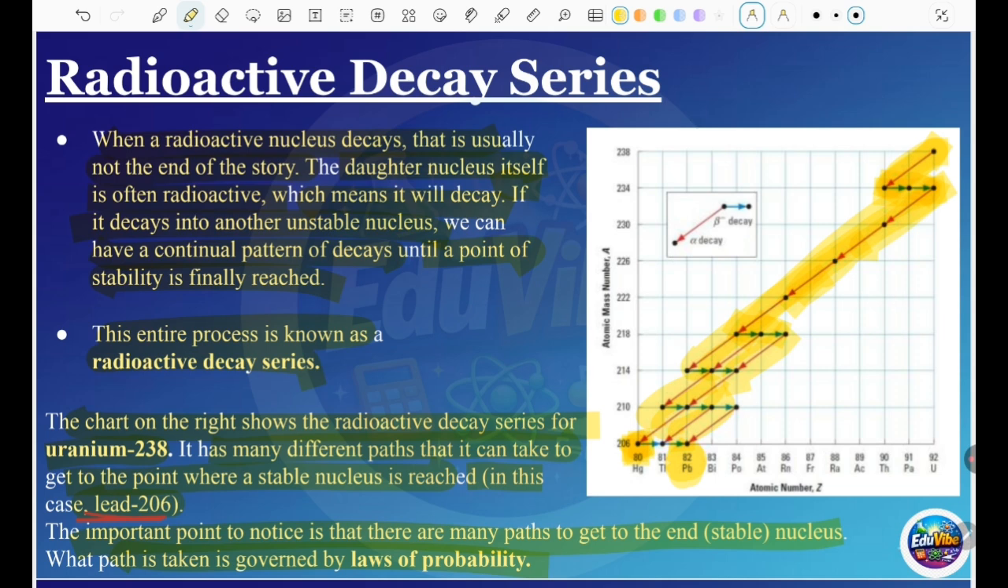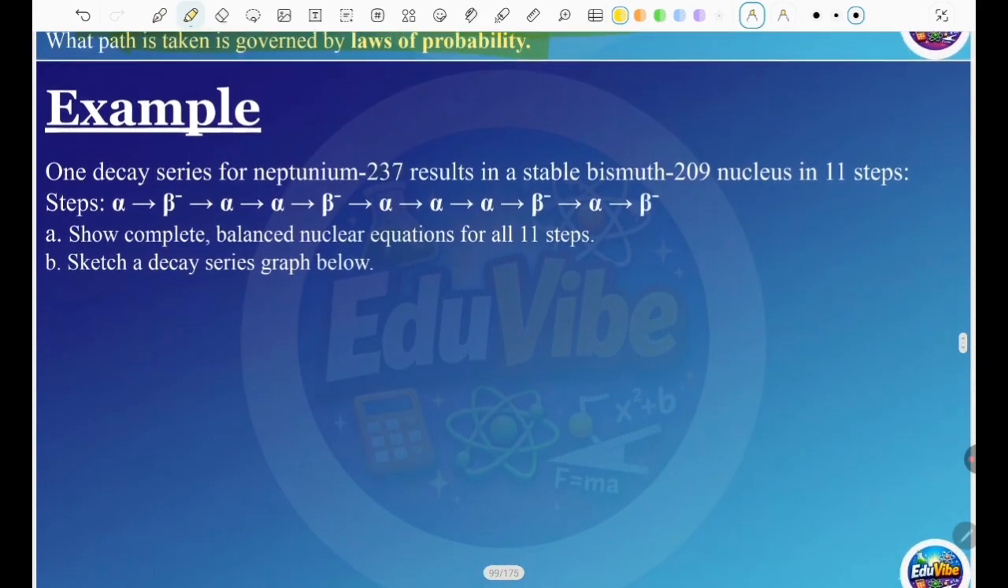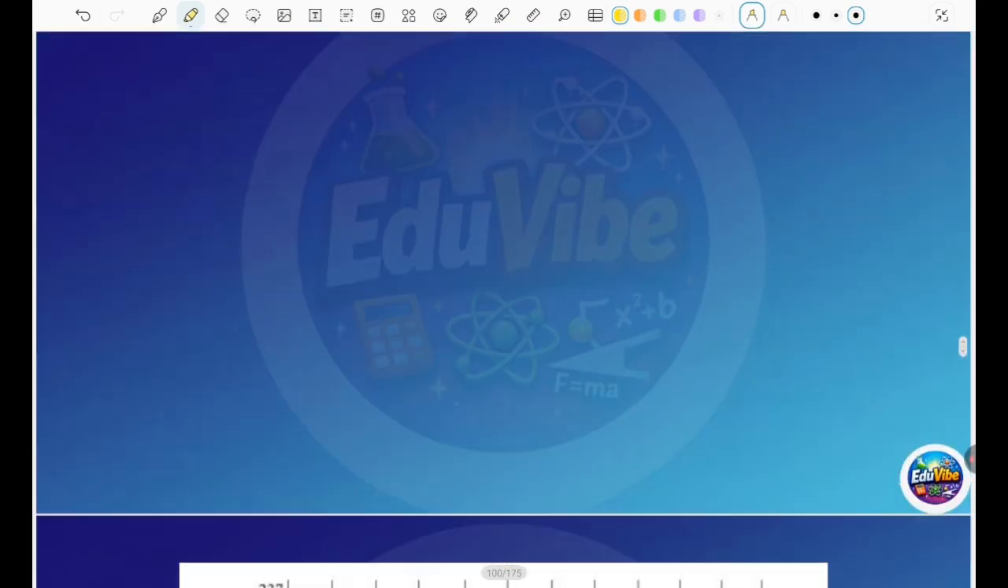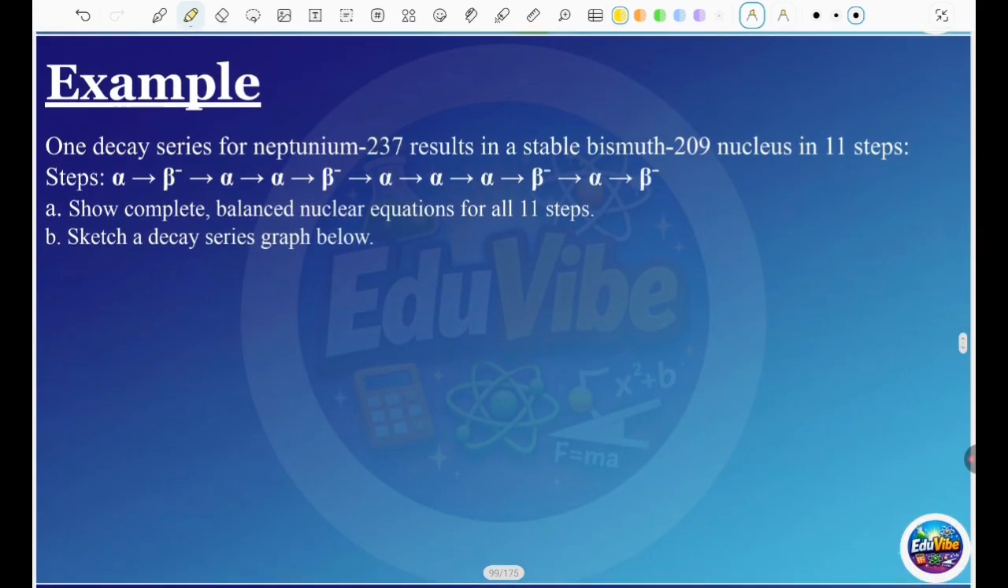The aim of the graph is to reach the maximum stable nucleus point. That's the main thing. We have one example to make this graph. How can we make it? Let's see and make that. One decay series for neptunium 237 results in a stable bismuth 209 nucleus in 11 steps. So in 11 steps, you get from here to here.